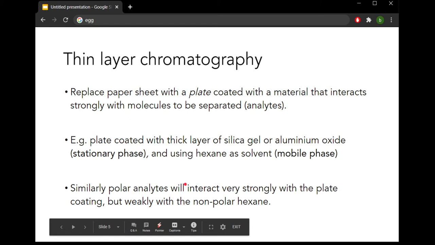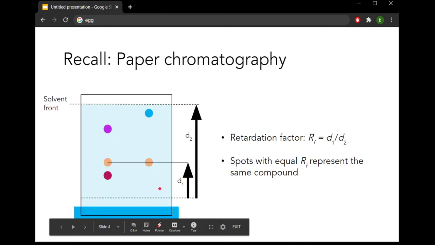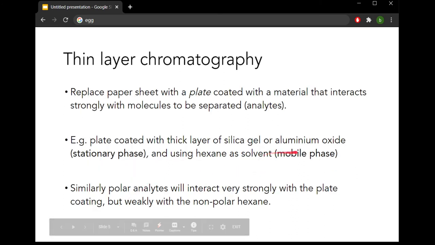Now, these molecules that we want to separate are usually called analytes in the field, right? So this piece of paper can instead be replaced with a thin sheet coated with a silica gel or aluminium oxide. Because this piece of paper does not move, we call it the stationary phase. While the solvent does move as it travels up the paper, we call it a mobile phase. Yes?